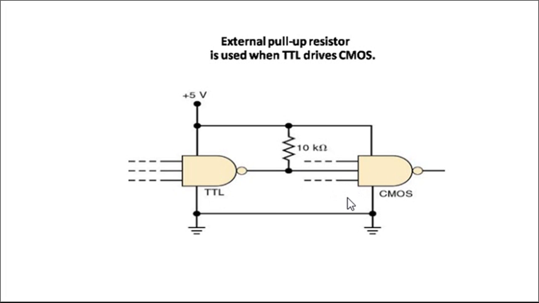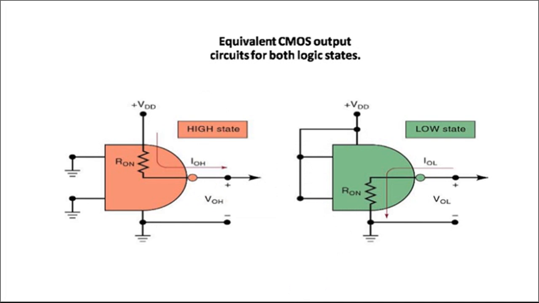Now this is more interfacing of TTL with CMOS. Now, consider an equivalent CMOS output circuit for both logic gates. You can observe here both inputs 0 0 connected to a NAND gate. So with both 0, in that case we get output 1.